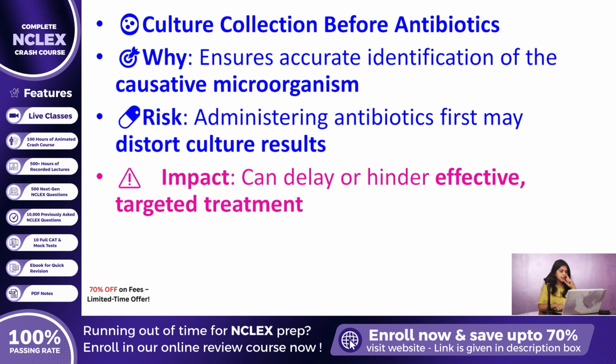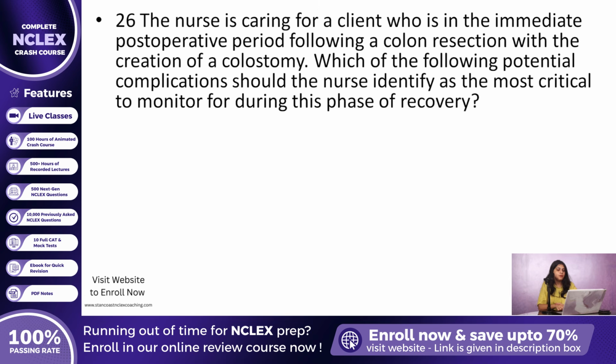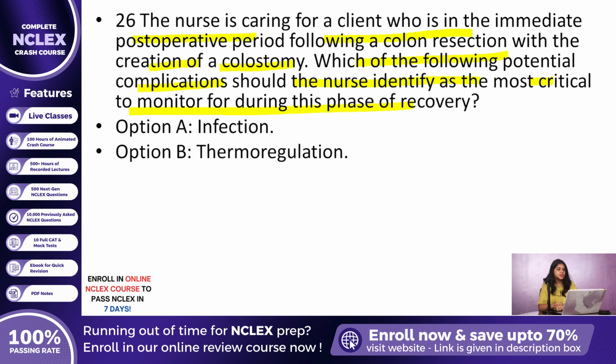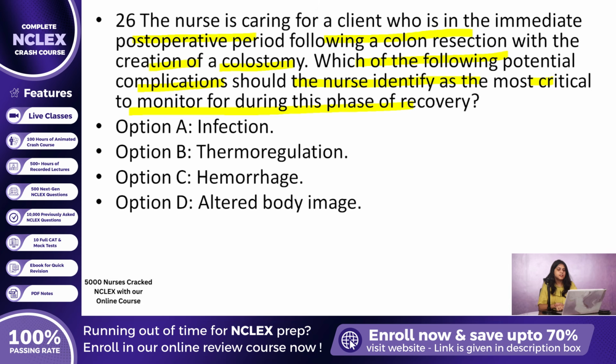Finally, let us transition into question number 26, which deals with surgical recovery and immediate post-operative risks. The nurse is caring for a client who is in the immediate post-operative period following a colon resection with the creation of a colostomy. Which of the following potential complications should the nurse identify as the most critical to monitor for during this phase of recovery? Option A, infection. Option B, thermoregulation. Option C, hemorrhage. Option D, altered body image. The correct answer is option C, hemorrhage.